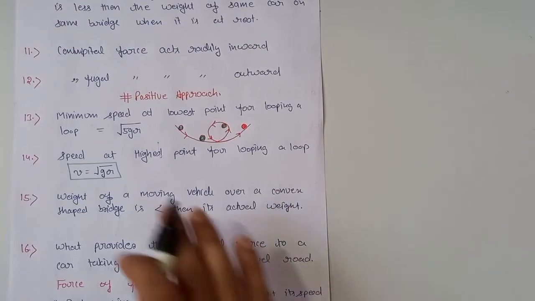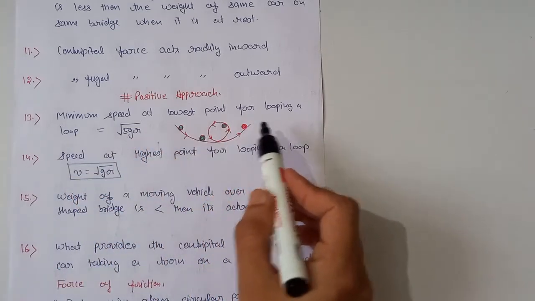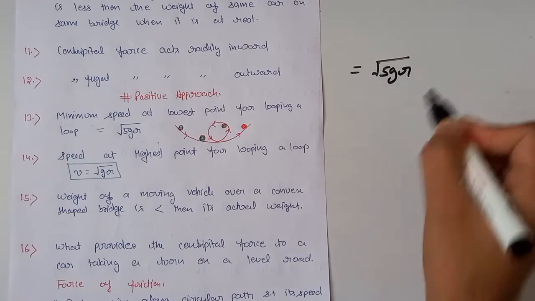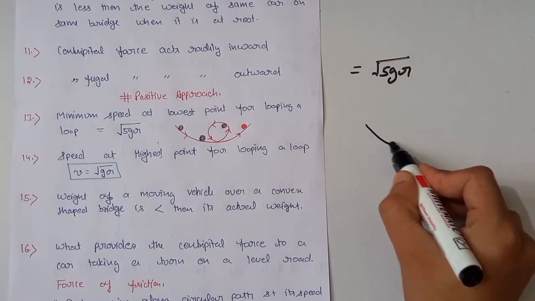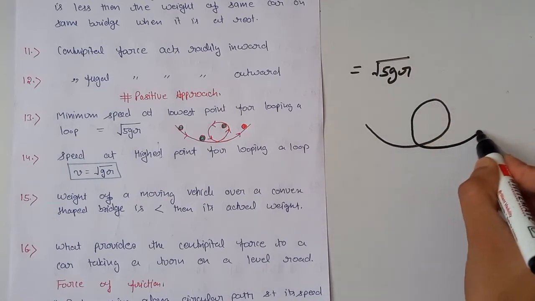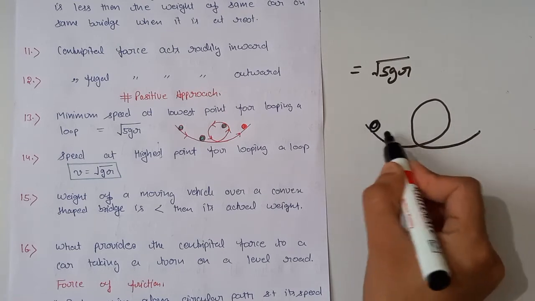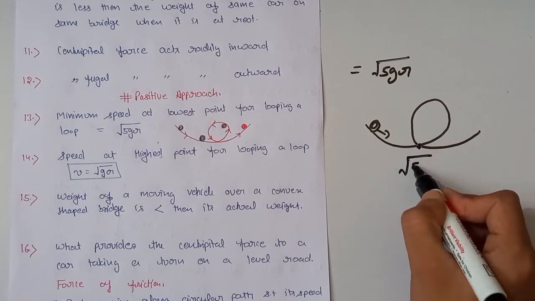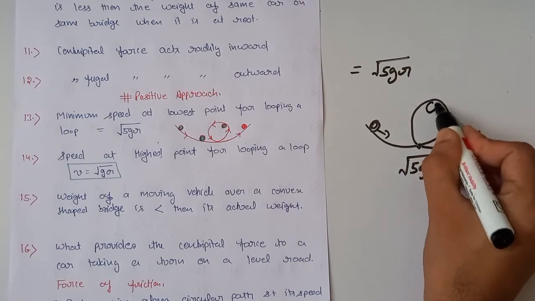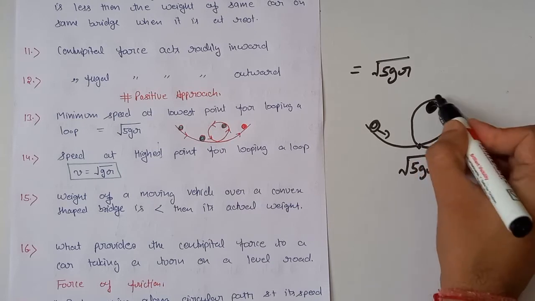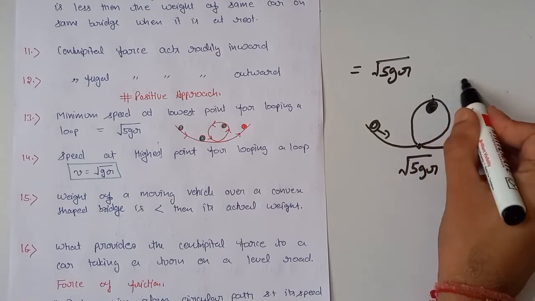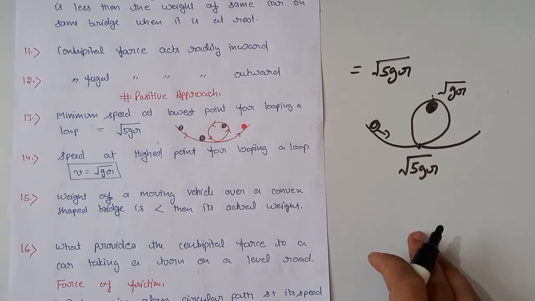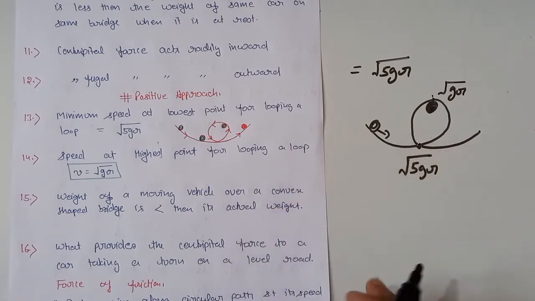Our next key point: the minimum speed at the lowest point of a loop is equal to under root of 5gr. Yes, when there is a loop of this type and here is a cycle moving with velocity v, then at this point its velocity is under root 5gr, and at the maximum height at this point the velocity is under root of gr. These are the safe velocities for any cyclist or any object.